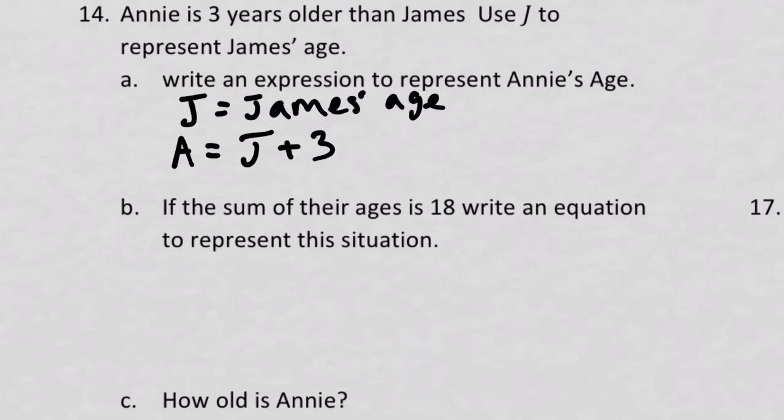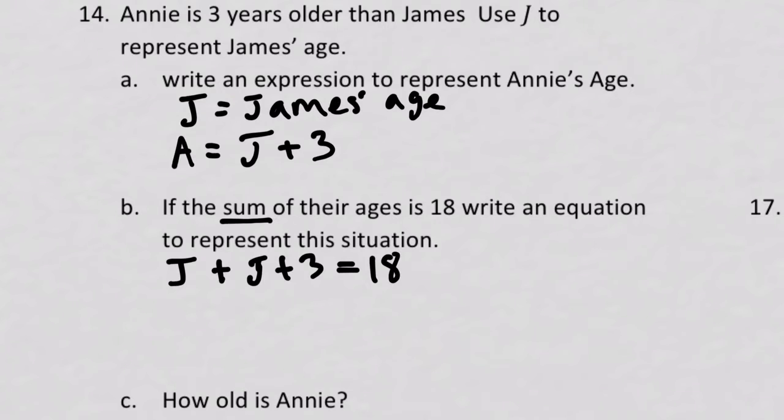B, if the sum of their ages is 18, okay, so keyword here, sum. The sum of their ages is 18. Write an equation to represent this situation. So you need to add their ages. James' age is J. Annie's age is J plus 3. You must include the J there again because it has to be part of the expression, right? Annie is whatever James is plus 3. James is just J. And it says the sum, so there you go, I added them. The sum is, which means equals, 18. There's the equation.